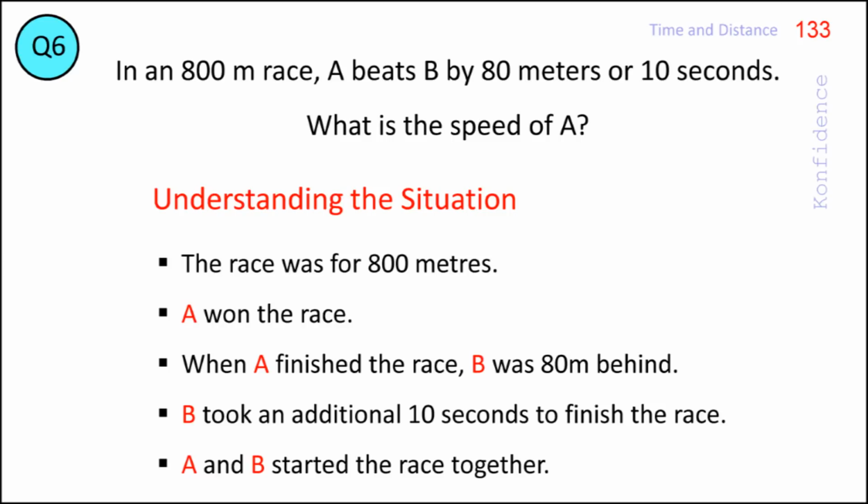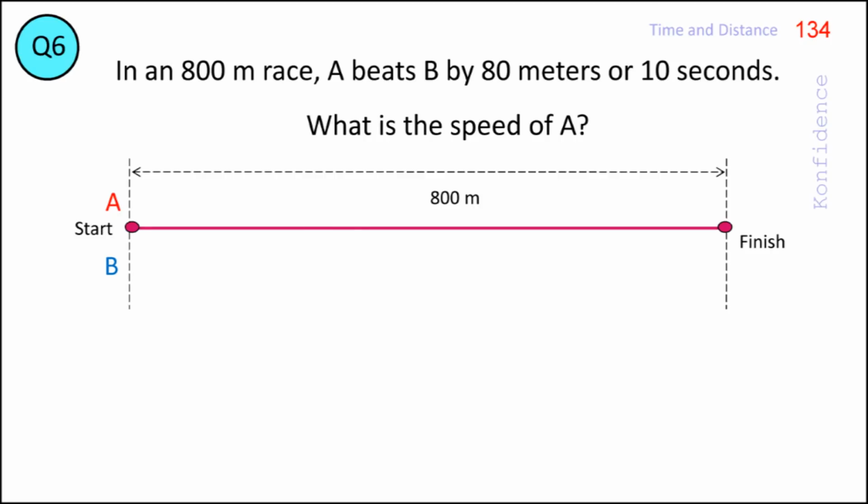Even though it is not explicitly stated here, we would assume that A and B started the race together. That is a standard approach in any race-related question. If a person starts earlier than the other, then it would be mentioned specially as a lead of that person. Take a look at the illustration given in the slide.